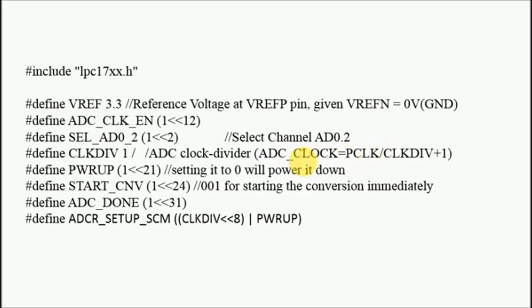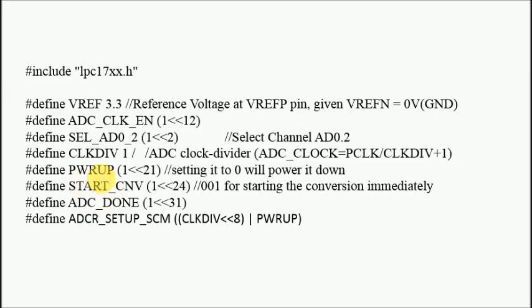So here we have to use the formula for ADC clock. ADC clock will be peripheral clock divided by clock divide. We have defined 1 here, so 1 plus 1 is 2. So peripheral clock divided by 2 is the ADC clock. Then the power up mode or power down mode. Here if we set 0, that will be power down. If you set 1, that will be power up.